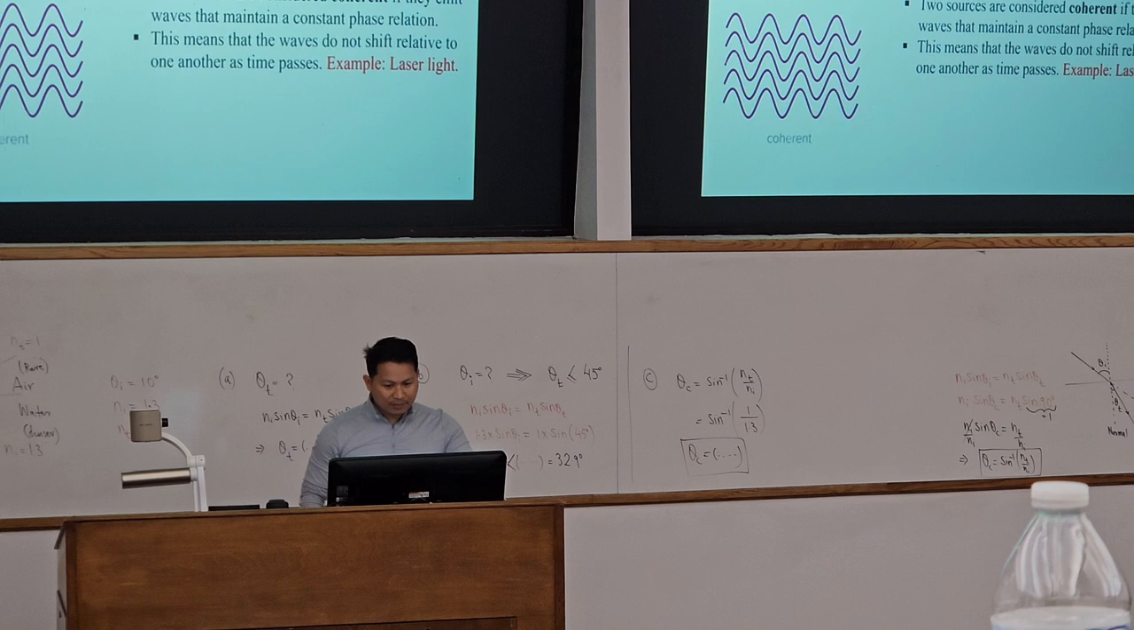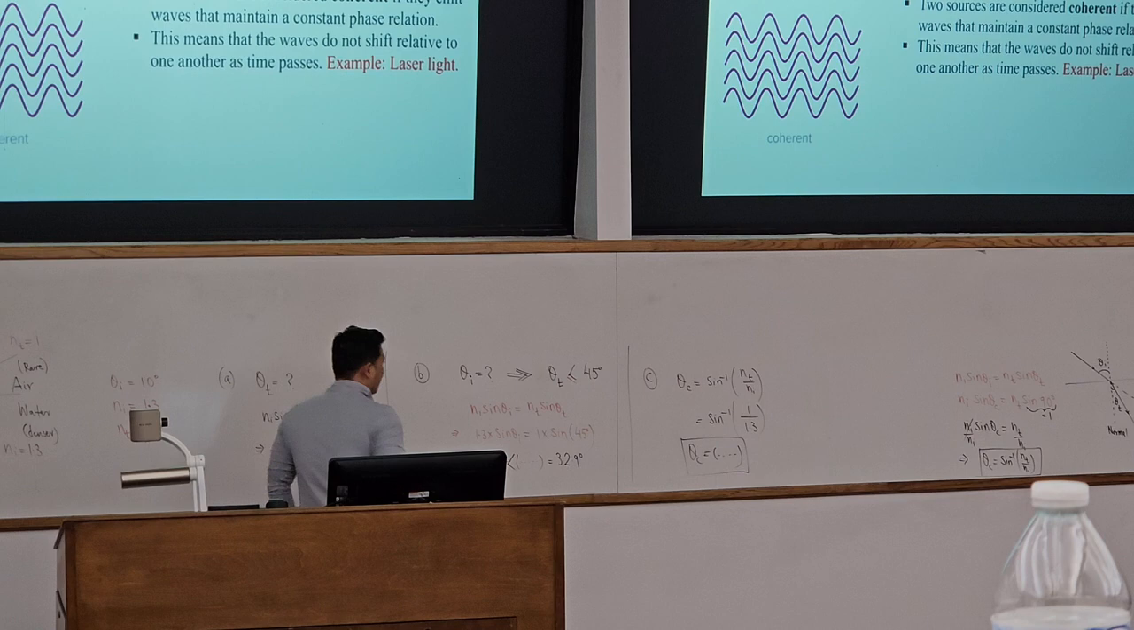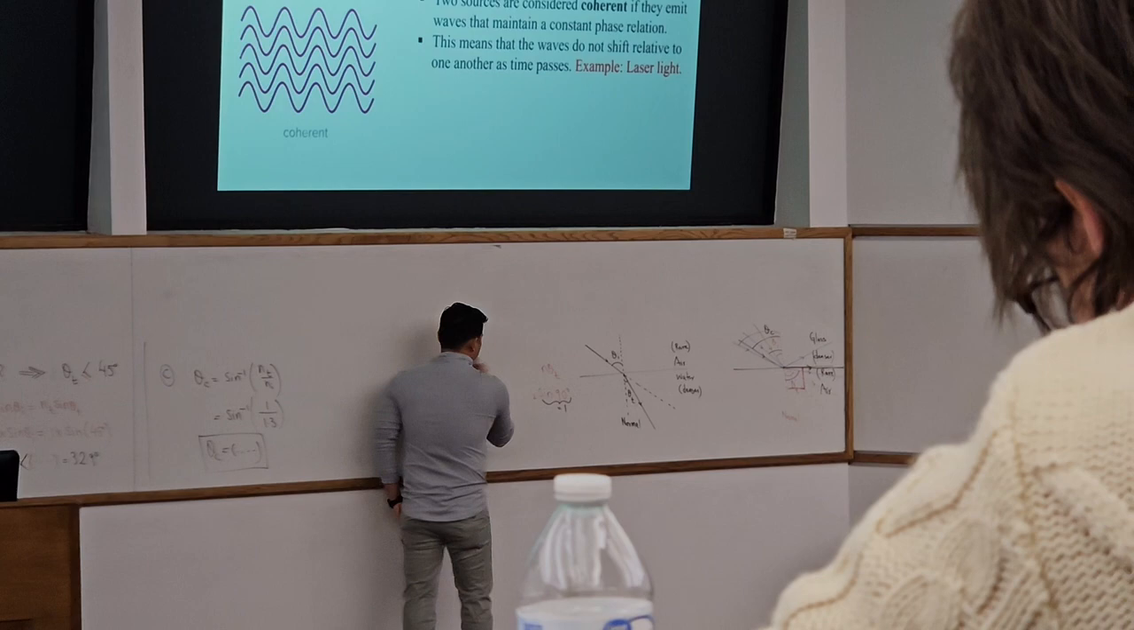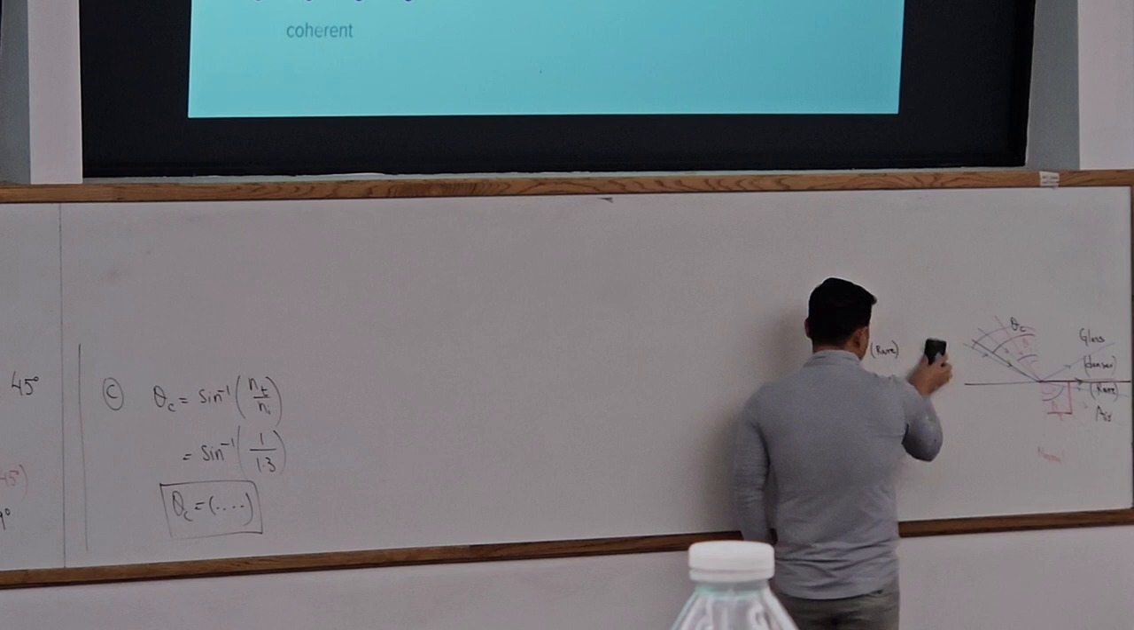It talks about the light source, and there are two kinds of light source, and we're going to go through them one by one. So let's talk about light source. We define two kinds of source: one is called coherent source and the other is incoherent source.